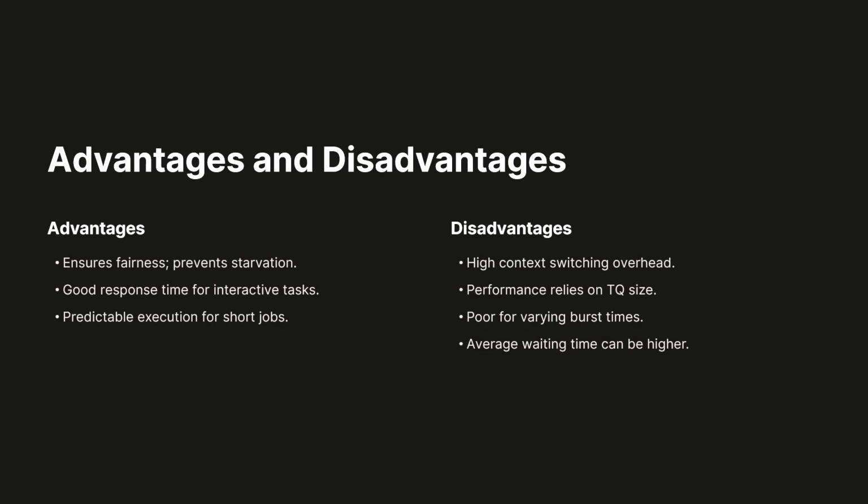Along with some advantages, there are some disadvantages of round-robin scheduling. Context switching overhead. Too many switches can decrease CPU efficiency. Sensitive to quantum size. Too short a quantum means too much overhead. Too long means poor responsiveness. Poor for highly varying burst times. Longer jobs may wait much longer.